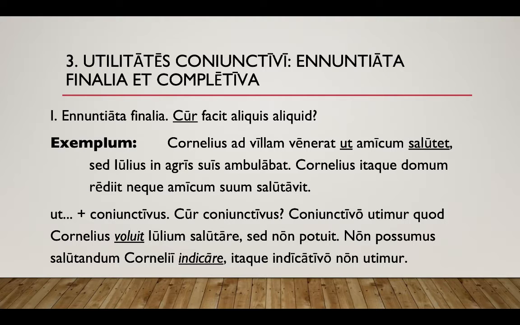Why do we use the conjunctivus here? Conjunctiva utimor, quod Cornelius voluit Julium salutare, sed non potuit. Non possumus salutandum Cornelia indicare, itaque indicativo non utimor. We can't actually say that Cornelius was able to greet his friends. We can't indicate that this greeting occurred, and so we don't use the indicative. Okay, so again, here the conjunctive is expressing possibilities.